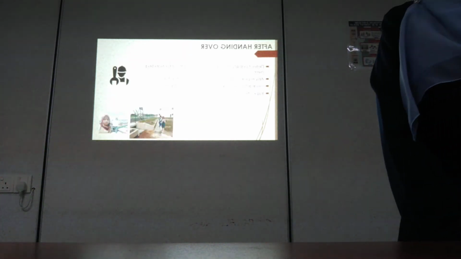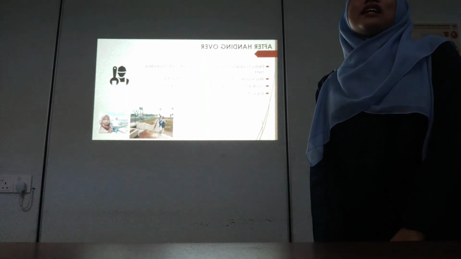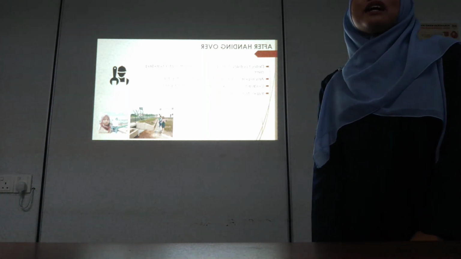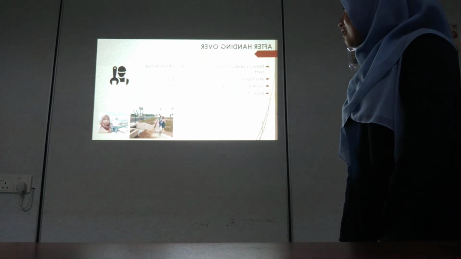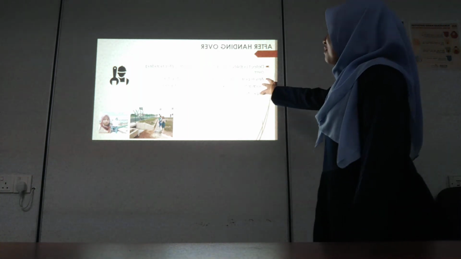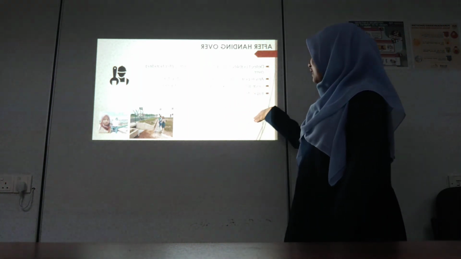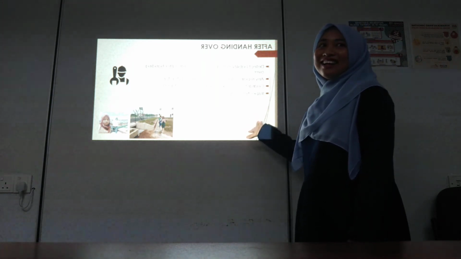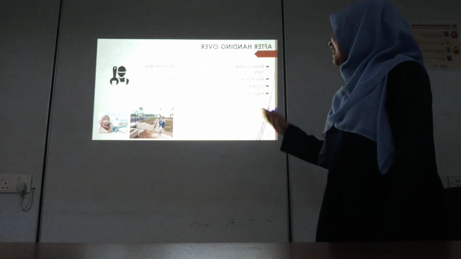So after handing over, we have tempo cacat declared liability period, which is 12 months after handing over.